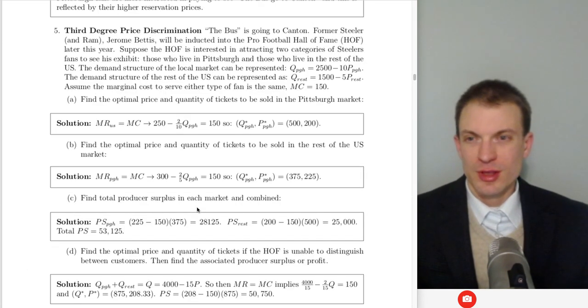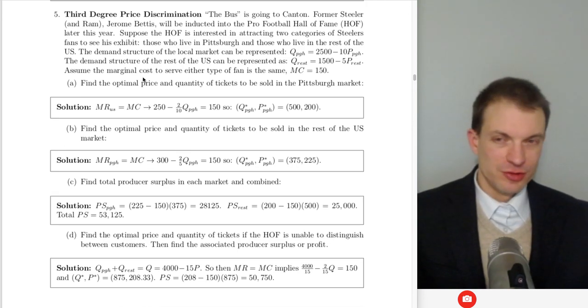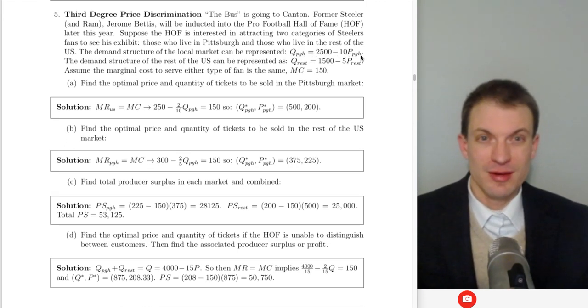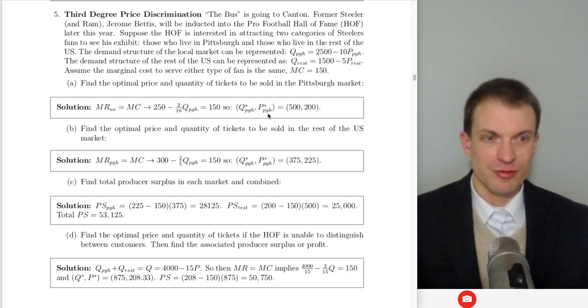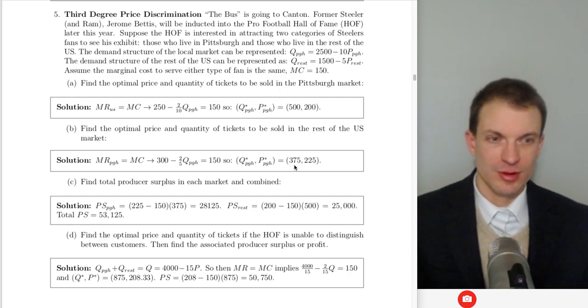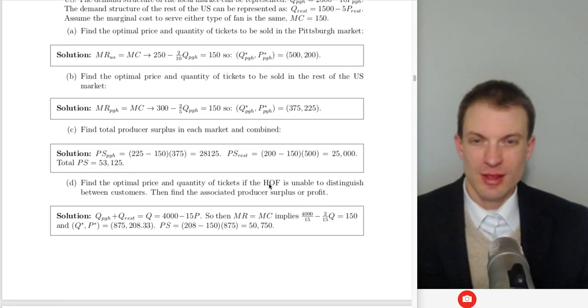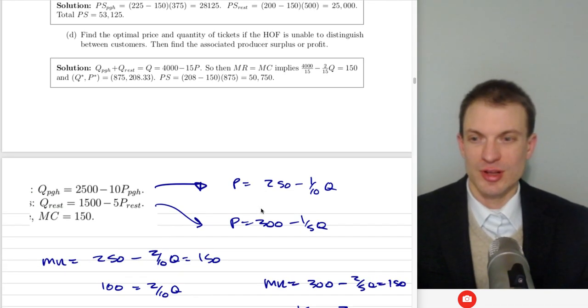Okay, so we'll try one more. It's the same structure. Now our demand curve is going to be 2,500 minus 10 price, and then the other demand is 1,500 minus 5 times the price. Marginal cost of 150, same thing. Let's find the solution in the Pittsburgh market. Let's find the solution in the rest of the country's market. Find total producer surplus. Let's find the optimal quantity if we're unable to distinguish the markets, and so on and so forth.